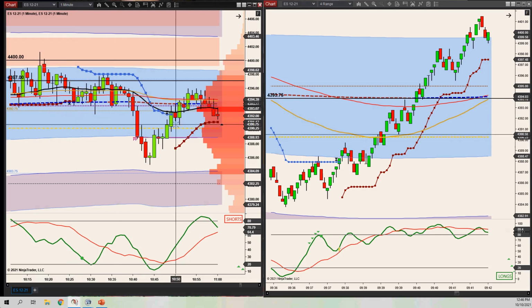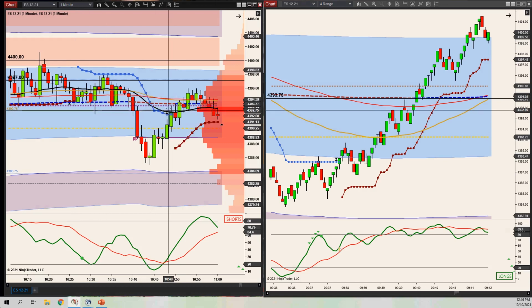Here's the buy. It's valid. It's into resistance. I can always decide to take it, but I have to determine, is there enough room to be profitable?